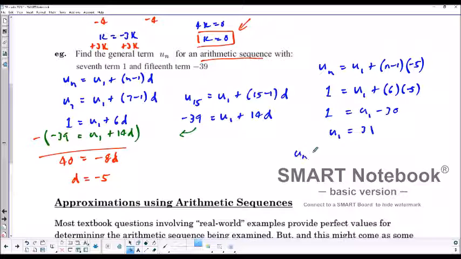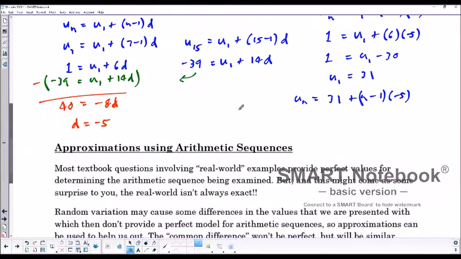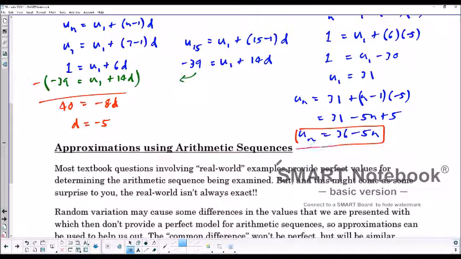So therefore, the general term is 31 plus n minus 1 times negative 5. And of course, we can simplify this a little bit by saying 31 minus 5n plus 5. So therefore, the general term is 36 minus 5n. Okay, so that would be the solution to that example.